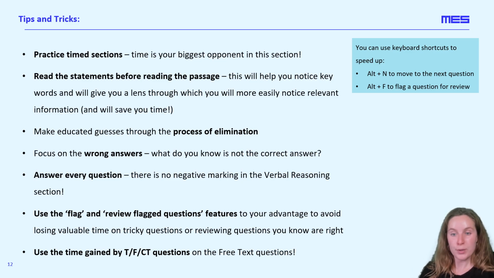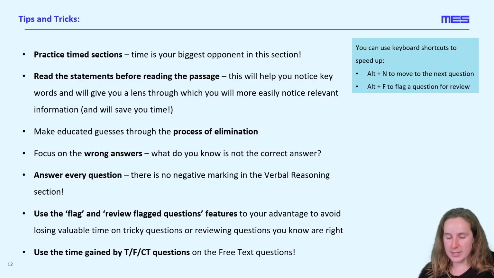Any elimination you do improves the probability that you're getting the right answer, even if you do have to end up making an educated guess. It is important that if you run out of time, you do try to answer every question, because there's no negative marking in the verbal reasoning section. So that means that you are not punished for answering questions wrong, but you don't get any points at all if you don't answer the question. So it is beneficial for you to choose an answer even if you haven't had the time to fully go through the whole process of deciding and being certain that it's the right answer.